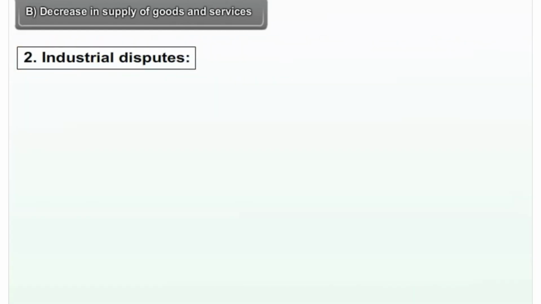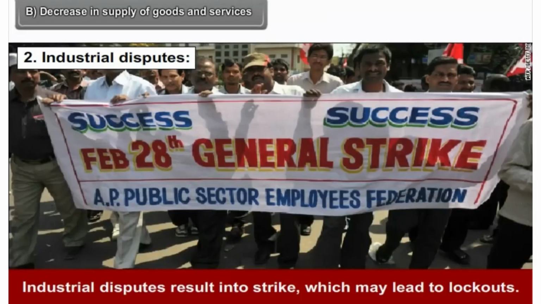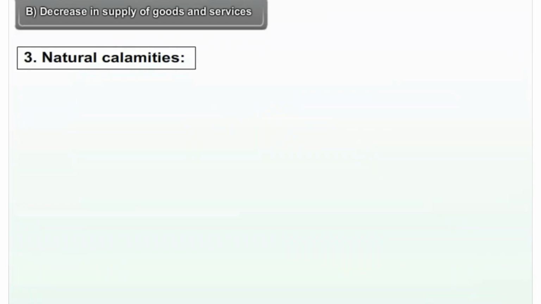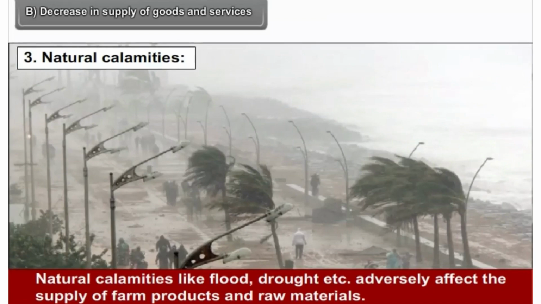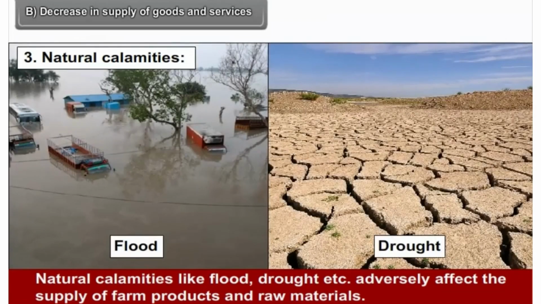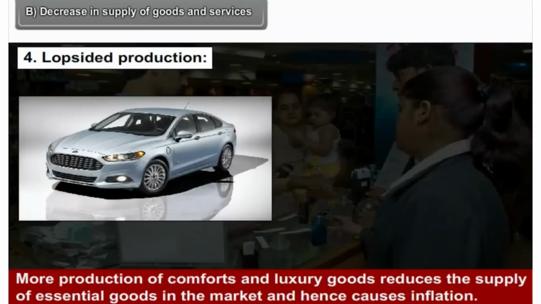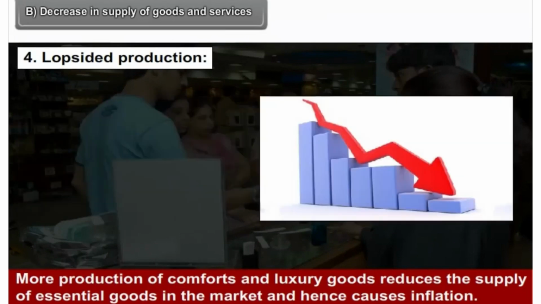2. Industrial disputes. Industrial disputes result into strikes which may lead to lockouts. In such cases, industrial production falls and reduces its supply. 3. Natural calamities. Natural calamities like flood, drought, etc. adversely affects the supply of farm products and raw materials. 4. Lopsided production. More production of comforts and luxury goods reduces the supply of essential goods in the market and hence causes inflation.